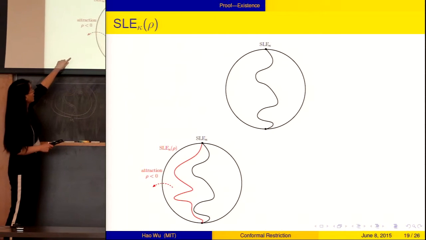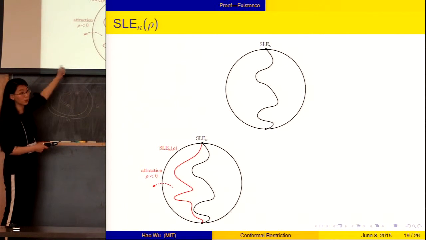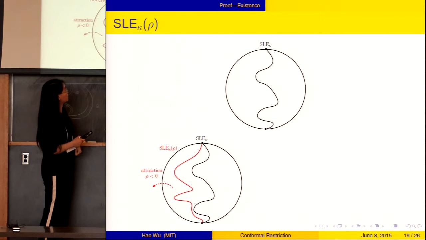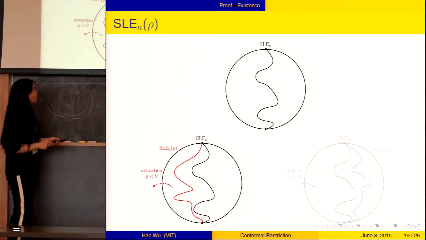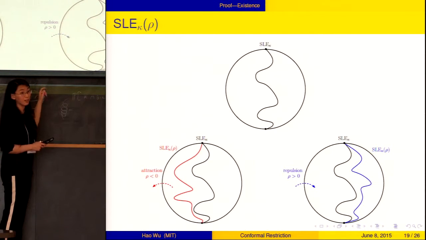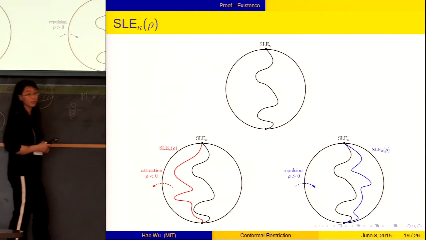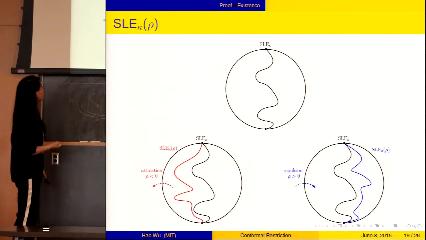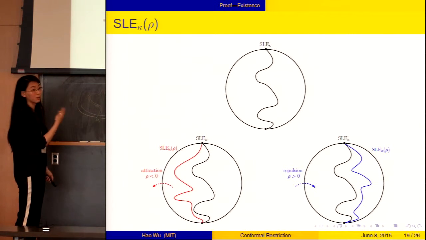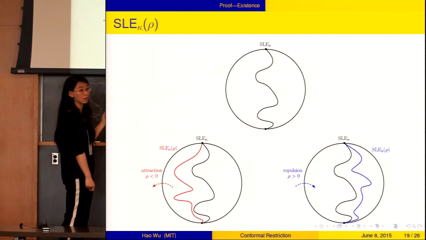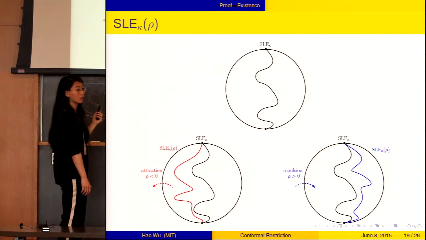From the left-hand side, when rho is negative, it corresponds to an attraction from the left-hand side, so now the curve will be put a little to the left. And when rho is positive, it corresponds to a repulsion from the left, and now this curve will be put a little to the right. So it's not difficult. We have one more parameter. Rho just corresponds to this curve being a little to the left or a little to the right. So now it's no longer symmetric. When rho is 0, it's the same as SLE kappa. But when rho is not 0, it is just a little to the left or a little to the right.